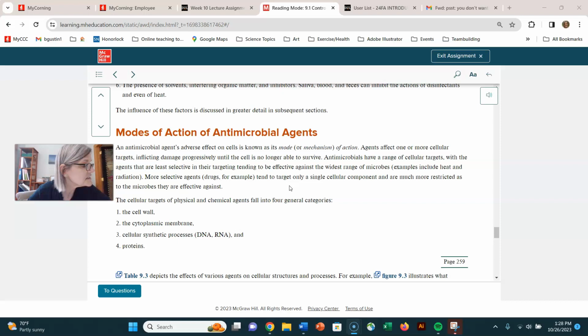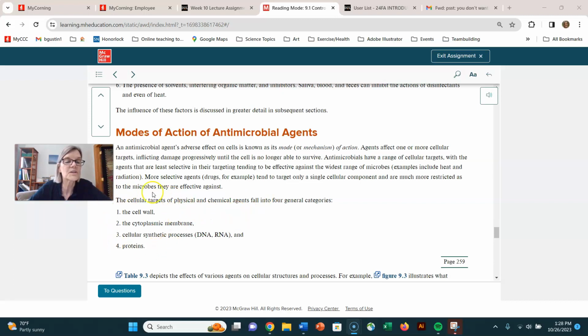There's one more. It says distinguish between the physical and chemical control agents and name 4 categories of cellular targets for physical and chemical control. So when we're talking about the rest of the lecture, we're going to talk about physical ways to control microorganisms. That's manipulating the environment, and chemical ways, using certain chemicals, whether they're liquids or gases. And so we're going to group everything that we're doing into one of those 2 categories.